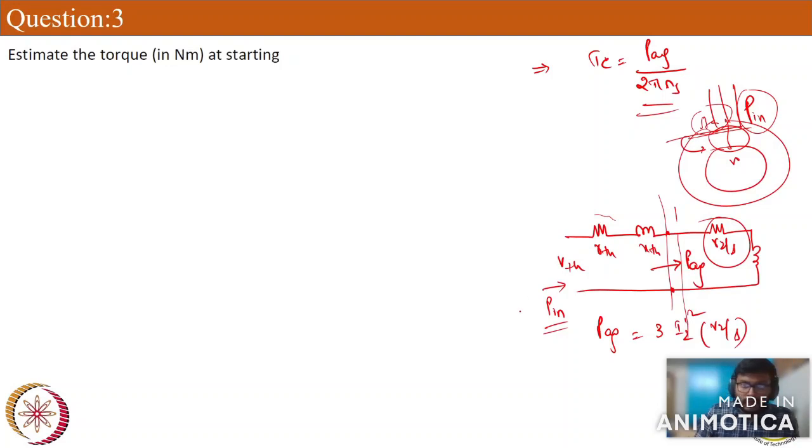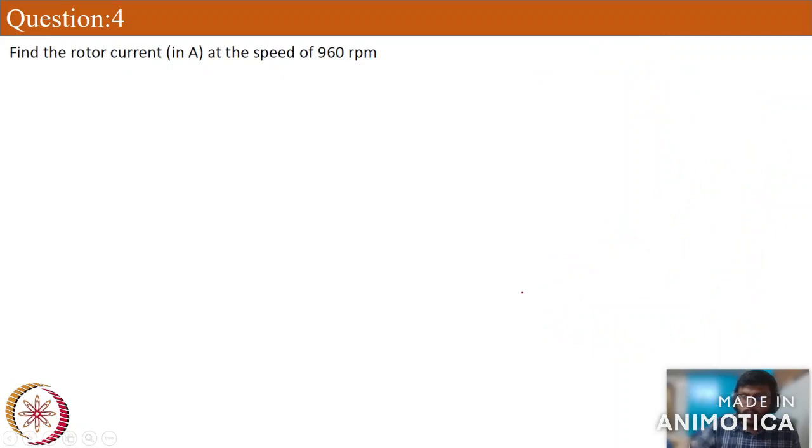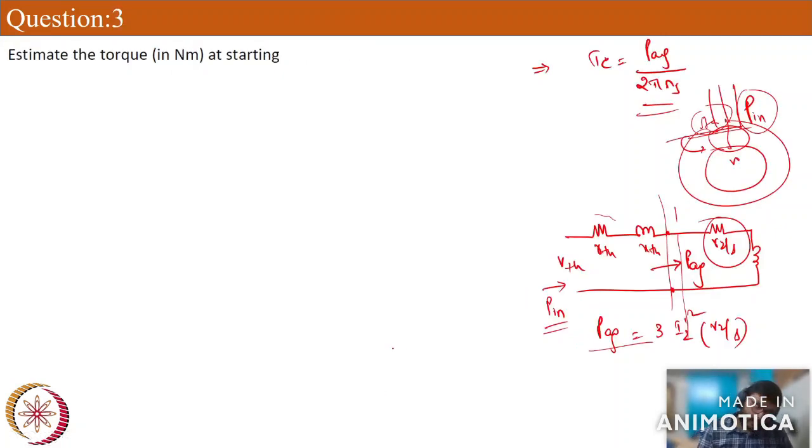Yeah, so this is the air gap power. I'm just giving you a brief picture of how we get the air gap power: 3I2 square R2 by S. And at the starting, S is equal to 1. We know that, so PAG is equal to P copper losses. At the starting, if we keep S equal to 1, it is 3I2 square R2. So that is nothing but the rotor copper losses which we saw before in the actual motor.